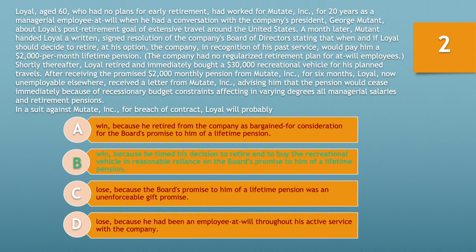C. Lose because the board's promise to him of a lifetime pension was an unenforceable gift promise. Just like we did in the analysis of A, yes, it's close to a gift. That's beside the point. However, C is incorrect, more so because it ignores the fact that there was reliance on the promise. And more importantly, as we discussed, the reliance was in fact reasonable, detrimental, etc. D. Lose because he had been an employee at will throughout his active service with the company. Irrelevant. You shouldn't have chosen that one.